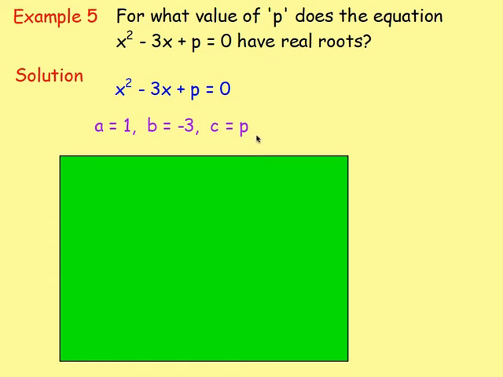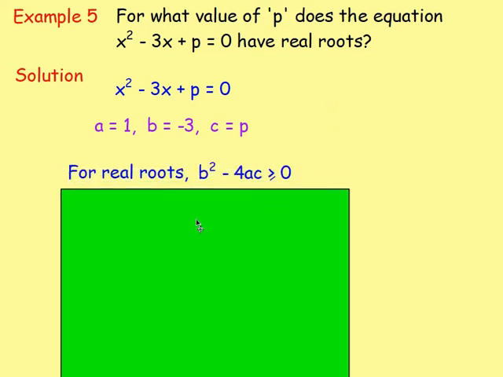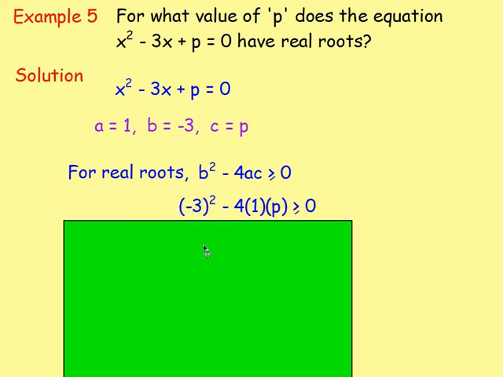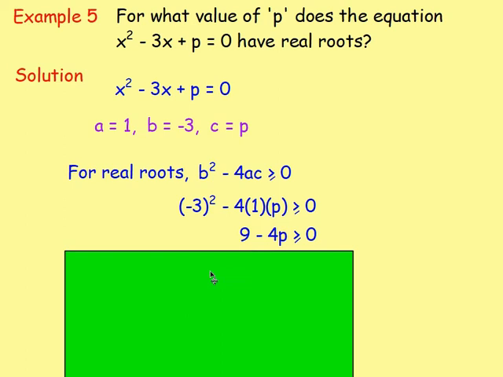And what we're asked to do is find this value of p for which that equation has real roots. So if there are real roots, you know that the discriminant must be bigger than or equal to 0. So you can say that for real roots, b squared minus 4ac is bigger than or equal to 0, and then sub in what you know. You know the values of a, b, and c, so sub them in. You've got negative 3 all squared, take away 4 times 1 times p. The only unknown here is p, so you can work that out, which is what you're expected to do. So negative 3 squared gives you 9. That would be take away 4p, that's bigger than or equal to 0.